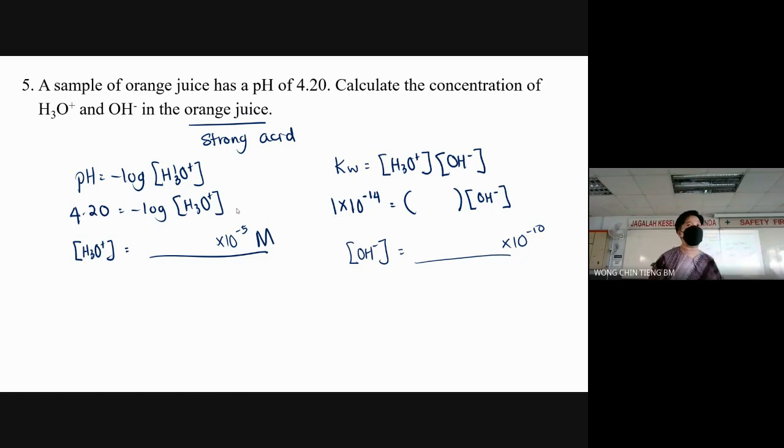Kamu tak boleh hafal range kalau pH adalah dari berapa jadi berapa dia kena jadi strong acid. Berapa jadi berapa dia kena jadi weak acid. Tak ada Alia, I'm sorry. Okay, boleh? Tak ada.